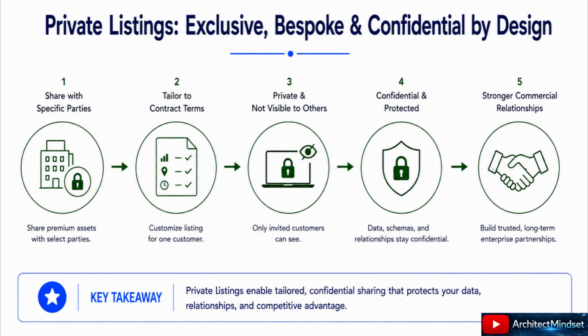In private listings, you can securely share bespoke, highly sensitive premium assets with specific enterprise clients, vendors, or subsidiaries. You can tailor a specific listing, for example specific columns, regions, or frequencies, for a single customer based on their exact contract terms. Other companies on the Databricks platform will never see these private listings, ensuring your strategic commercial relationships and proprietary schemas remain confidential.